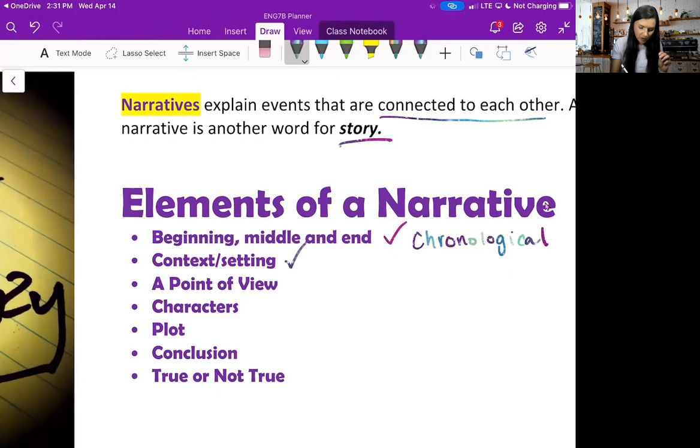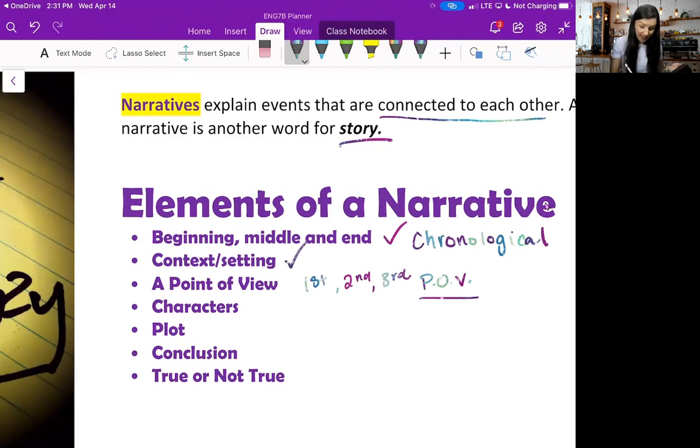You also need to make sure you have a point of view. Now, this could be first, second, or third person point of view. I like to abbreviate point of view sometimes with just POV. And we'll talk about the different points of view that you may need to write in depending on your writing assignment or choose to write in depending on what you want for your narrative.